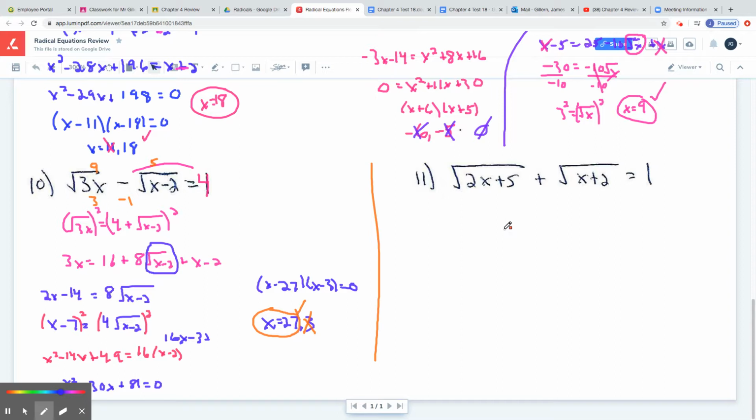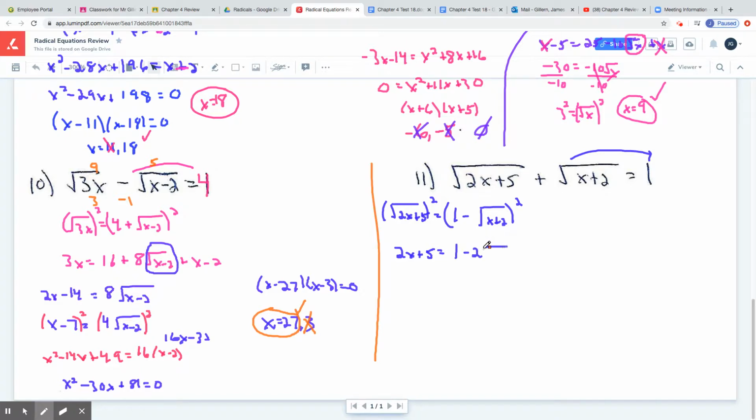All right, last one. Same thing we've been doing here, get one radical on each side. So I've got the square root of 2x plus 5 equals 1 minus the square root of x plus 2. We are going to square both sides. That gives me 2x plus 5 equals 1 minus 2 root x plus 2, because we square it, plus x plus 2.